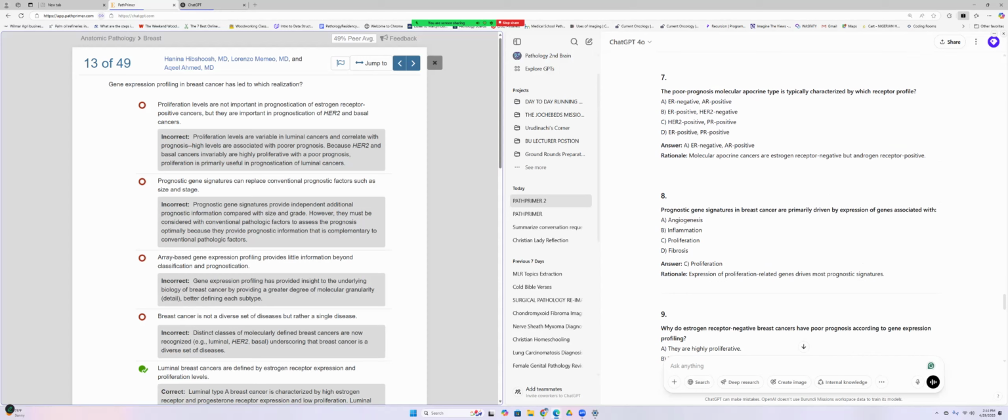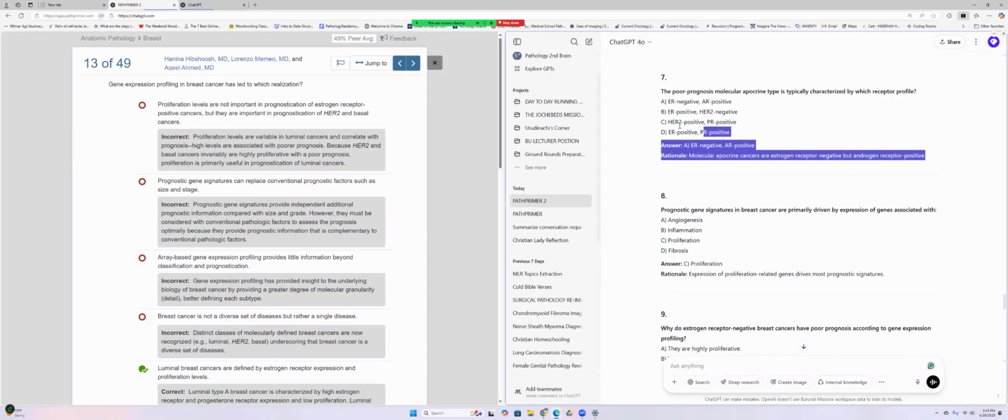The poor prognosis molecular apocrine type is typically characterized by which receptor profile? We talk about apocrine carcinoma, molecular apocrine carcinoma. That's androgen receptor positivity. Yes, ER negative, androgen receptor positive. Usually, the luminal breast cancers will be both ER positive and AR positive, like luminal A. But this one will be ER negative and AR positive. Molecular apocrine cancers are also HER2 receptor negative or HER2 receptor positive. Do you know more about this molecular apocrine breast cancer?